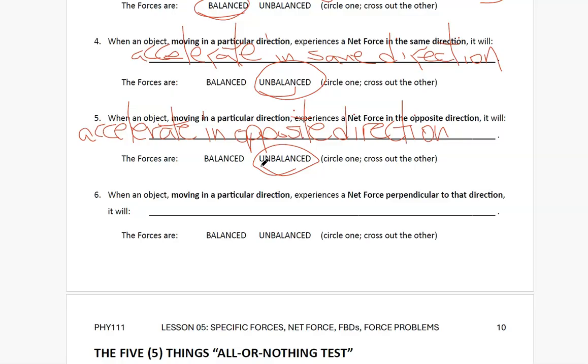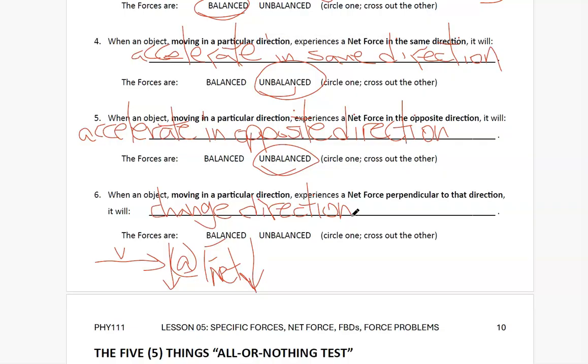Number 6, when an object moving in a particular direction experiences a net force perpendicular to that direction. So we have some velocity this way, and then suddenly we have an acceleration that's perpendicular. We actually have a net force that's perpendicular, and that will cause an acceleration in the same direction. In that case, it won't necessarily change its speed, but it will definitely change its direction. So the object will change direction.